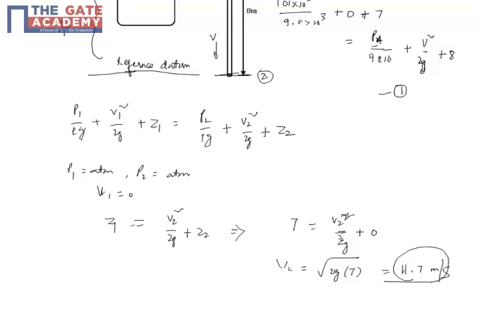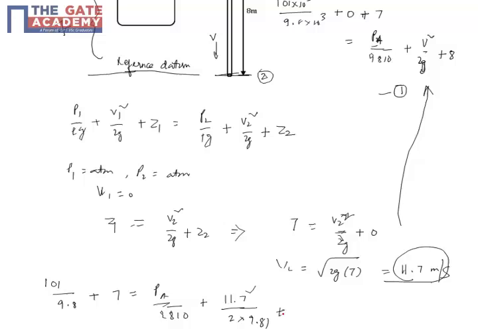Now I come back to equation 1 and substitute 11.7. The combined equation is 101 by 9.81 plus 7 is equal to PA by 9810 plus 11.7 square by 2g plus 8. When I calculate, the value is 22.7. Remember, this is the absolute pressure, 22.7 kPa.